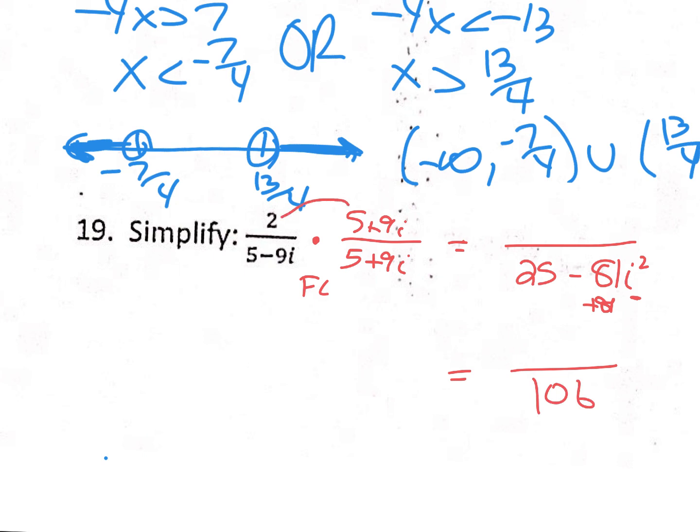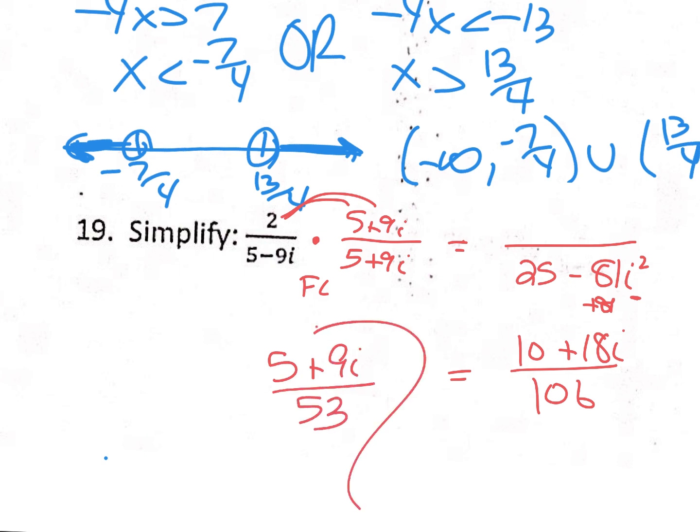Now the numerator, I'm just going to distribute 2 times 5, 2 times 9, 18i. I would be done right there, except I'm looking at all those numbers in my answer, and all those numbers are even. So I'm going to take a 2 out of each one. 2 goes into 10 5 times, goes into 18 9 times, goes into 106 53 times. That's it.